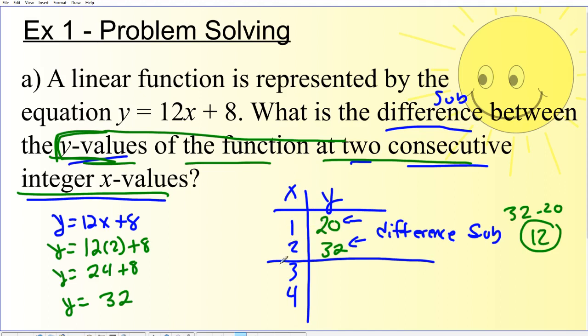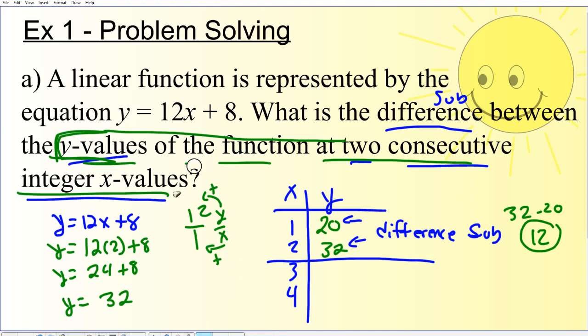So if I go 1, 2, 3, 4, 5, each of these is going to go up by 12, up by 12, up by 12, up by 12. That is what the slope means it's going to do. Every time the x variable goes up by 1, the y variable is going to go up by 12. The slope is 12 over 1, y variable over x variable. As the x variable goes up by 1, the y variable goes up by 12.